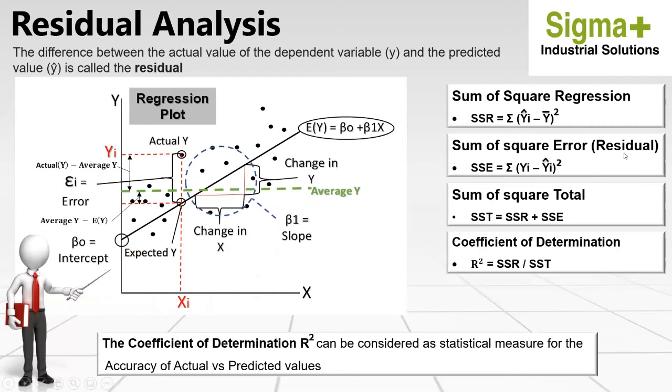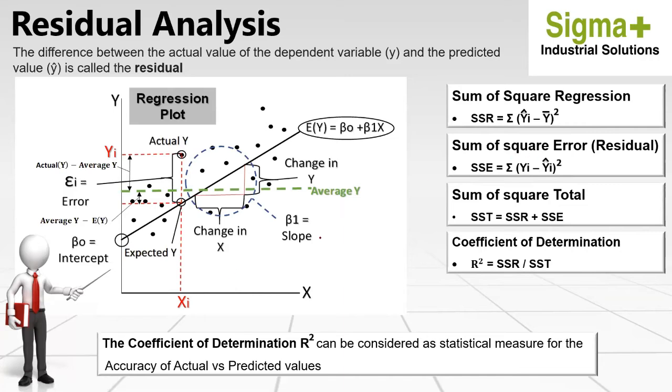So this is the sum of square error, the residual, which is the sum of all the actual y minus the predicted y to the power of 2. So the actual y points, this is the one, minus the predicted y to the power of 2. Okay, and the sum of the square total, which is the SSR plus the SSE, and my coefficient of determination, the R square, will be by dividing the value of the SSR over the SSE, the sum of square error.